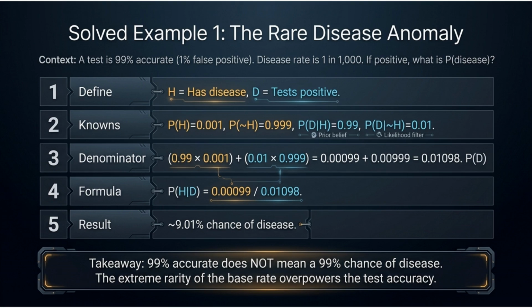Step 3, denominator equals 0.99 times 0.001 plus 0.01 times 0.999. That is 0.00099 plus 0.00999, totaling 0.01098. Step 4, posterior equals 0.00099 divided by 0.01098. Step 5, result is about 9.01%. 99% accurate does not mean a 99% chance of disease when the base rate is extreme.